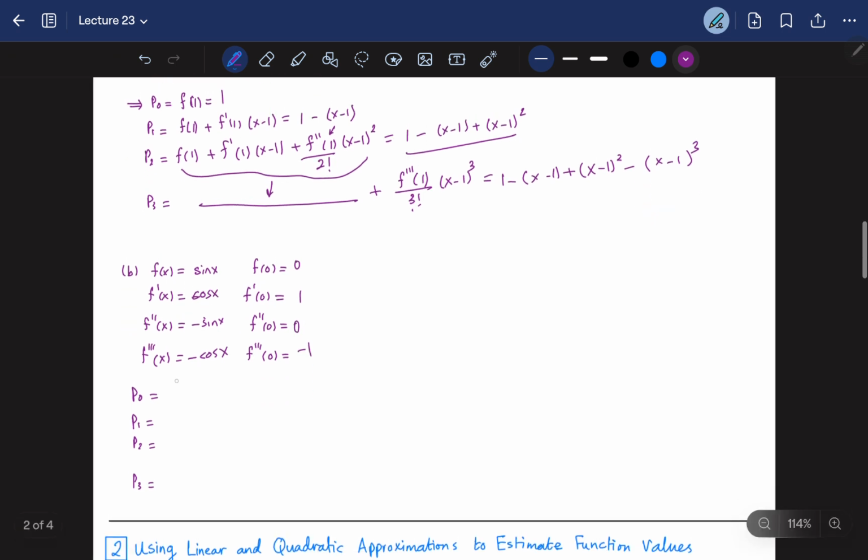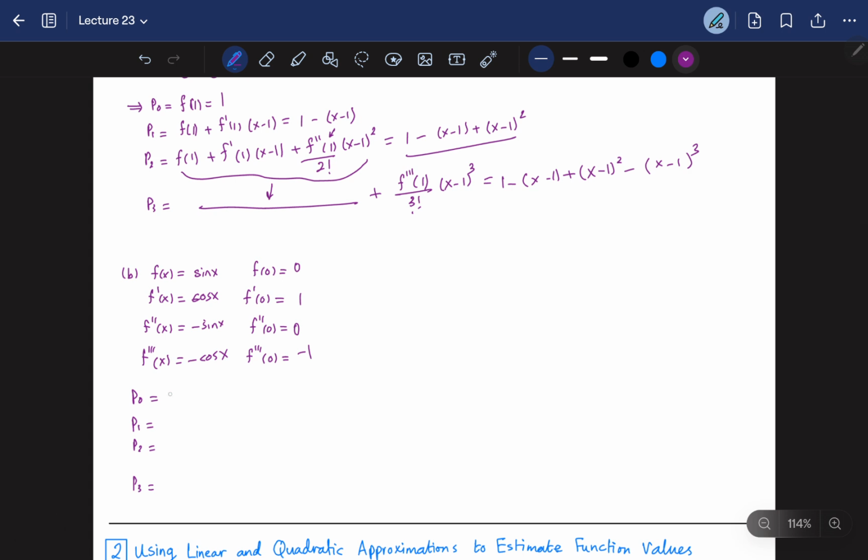Now again, just constructing the values. P of 0 is just f of 0, that's just 0. Then you go up to the first derivative. So that's just x. Then you have up to the second derivative, and don't forget to divide by n factorial, which is 2 factorial here. So that's just x, because the second derivative at 0 is just 0.